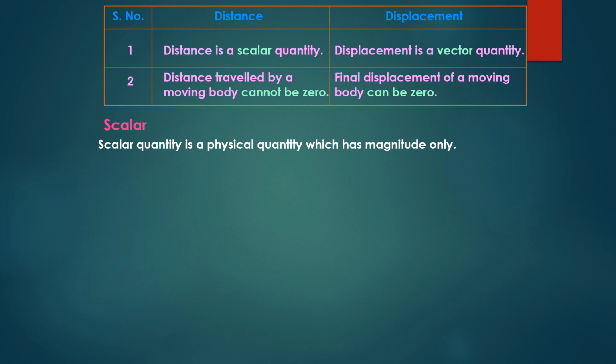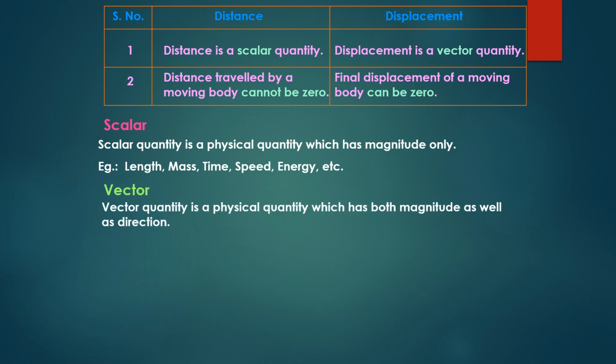Now let us see what is a scalar and a vector quantity. Scalar quantity is a physical quantity which has magnitude only. It does not have direction. Like for example, length, mass, time, speed, energy, etc. They have got measurable values, but they do not have direction. They can be in any direction. Vector quantity has got specific direction and magnitude. Like for example, displacement, velocity, acceleration, momentum, force, etc.